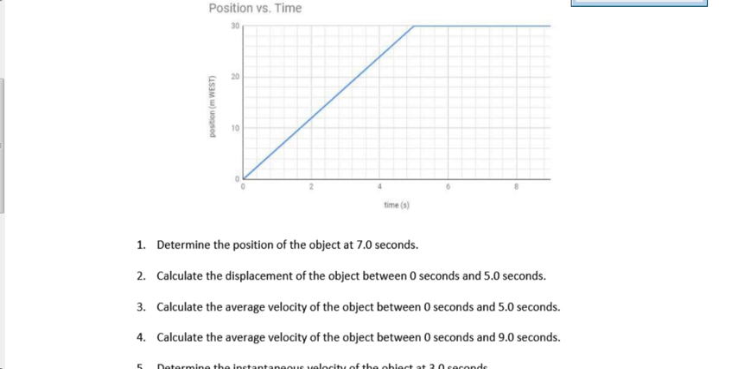So at 7 seconds, it's really hard to see this on the board from where I am here. At 7 seconds, this is 6.4, 6.8, 7 seconds right here. We go up and over. At 7 seconds, it's 30 meters.